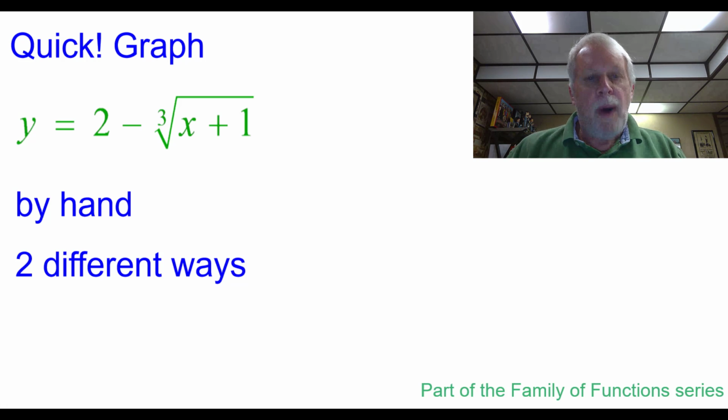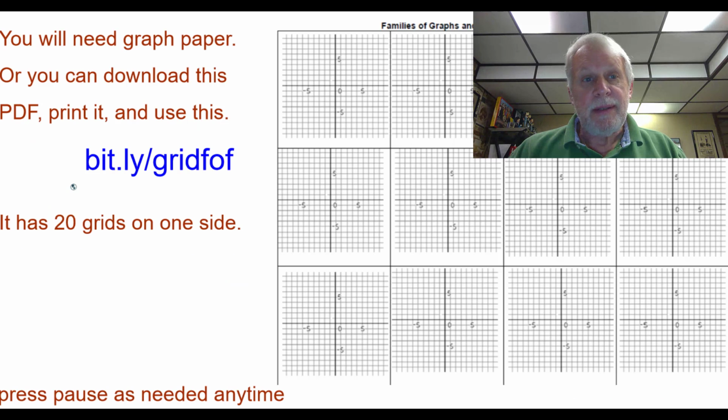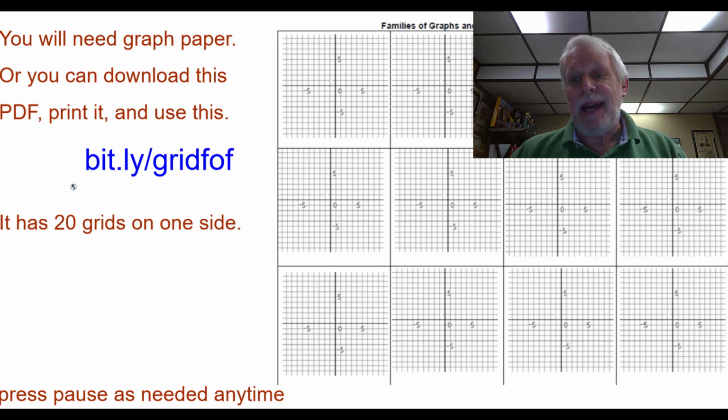Quick, graph y equals 2 minus the cube root of the quantity x plus 1 by hand 2 different ways. This is part of the family of functions series. You will need graph paper, or you can download this PDF and print it. Press pause as needed anytime during the video.